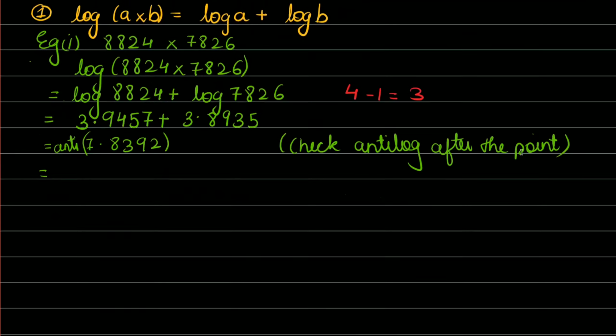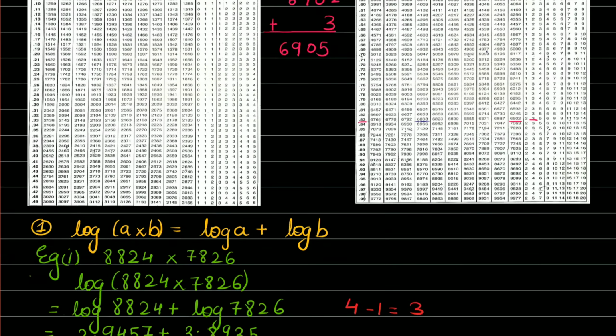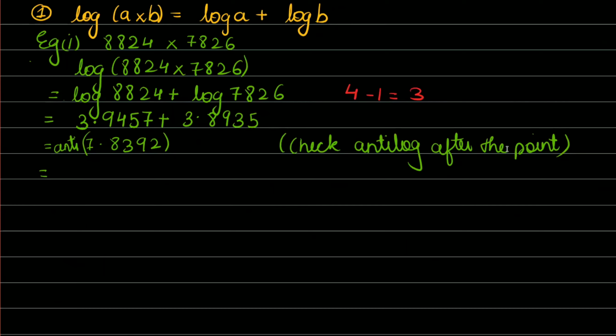So the value is 6905. Now simply put a point, and the remaining number 7 can be written as 10 to the power 7. Now this is your value for 8824 into 7826: 6.905 into 10 to the power 7.